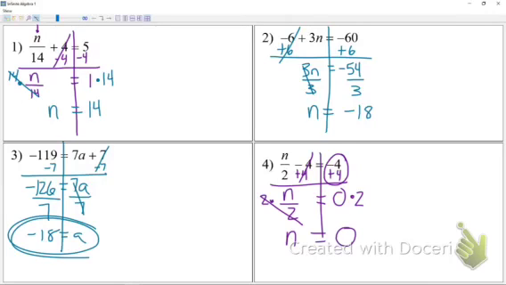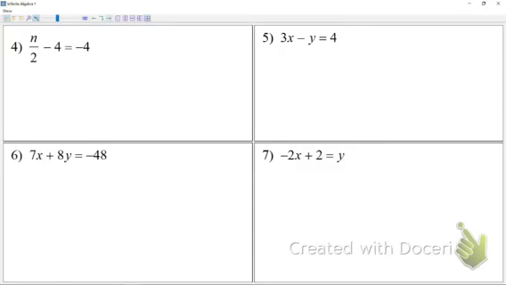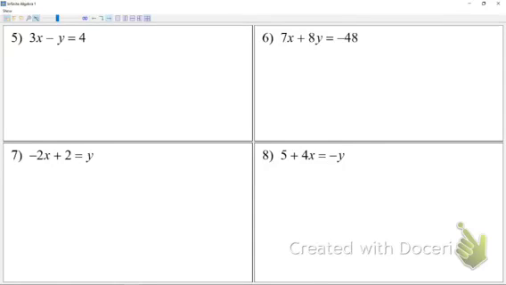Okay? Let's go ahead and move to the next 4 problems. On these next 4, I want you to put them into slope-intercept form. I told you guys the other day, first thing you need to do, move that x to the other side. I'm going to subtract 3x, minus 3x. When I do that, be careful right here. This is a negative 1y equals 4 minus 3x.